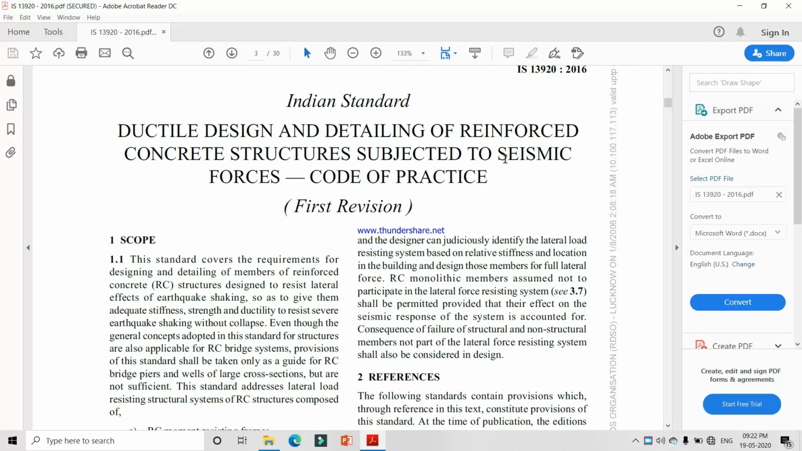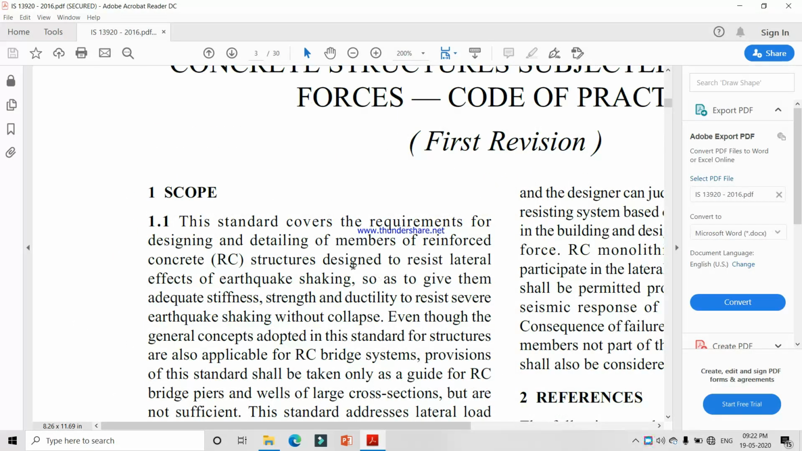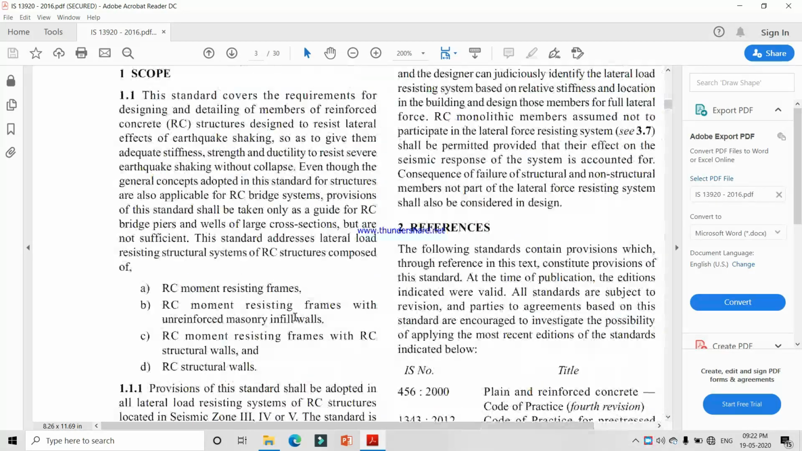Why do we do ductile detailing? We give ductile detailing to resist the lateral load effect of earthquake shaking. If we provide ductile detailing, then it will resist earthquake shaking. How do we do it? We provide adequate stiffness, adequate strength and ductility to resist the earthquake shaking without collapse.